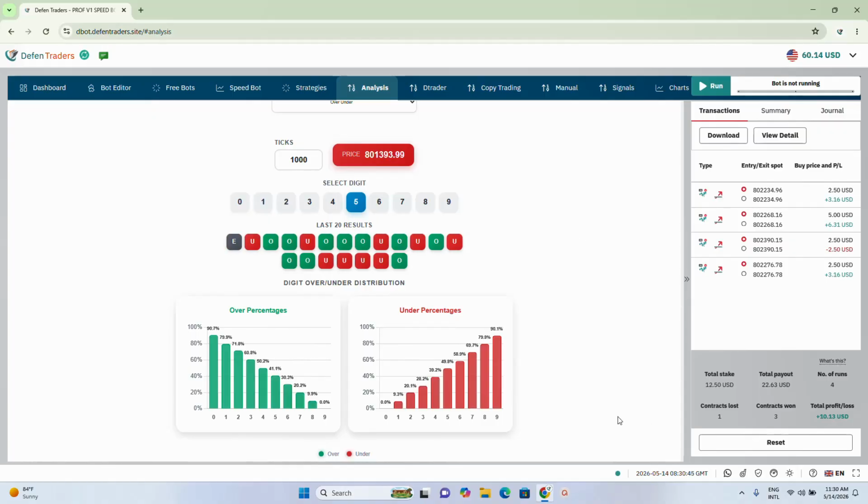That is 50 USD, tushafika 60. We have already secured our 10 USD and we call it quits.